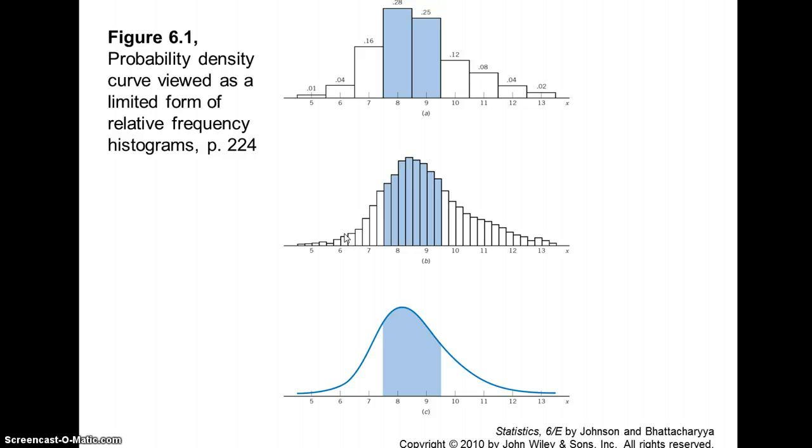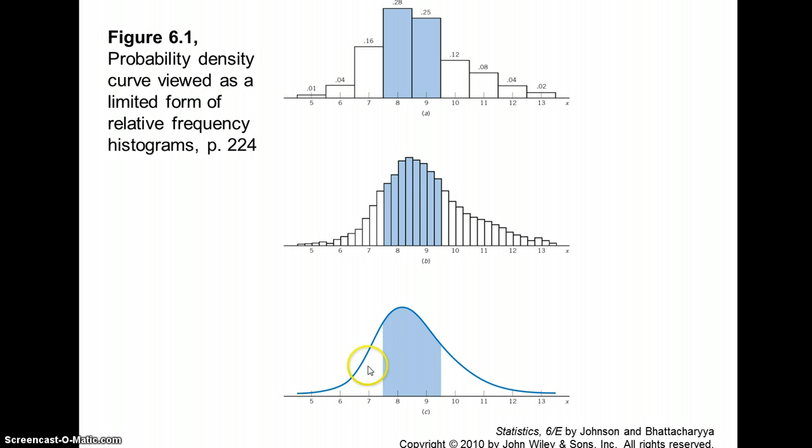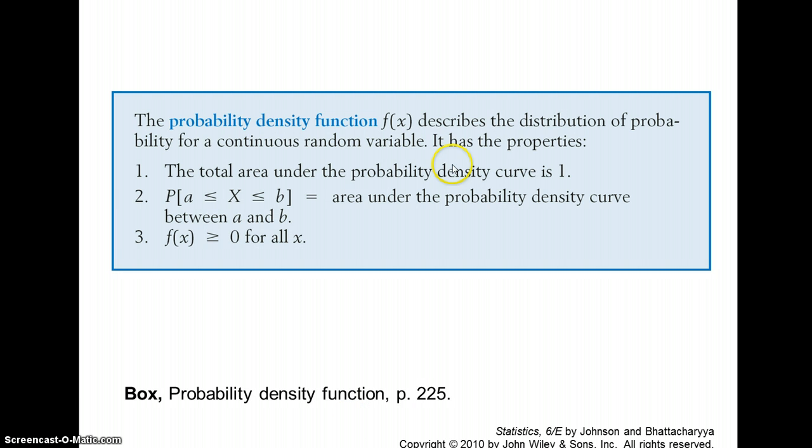Okay, so just try to have an idea what a continuous function is. And the probability density function is the curve we just talked about. This is the curve. Let's look at the definition. It describes the distribution of a probability for a continuous random variable. It has the probability properties. Property 1: the total area under the probability density curve is 1.